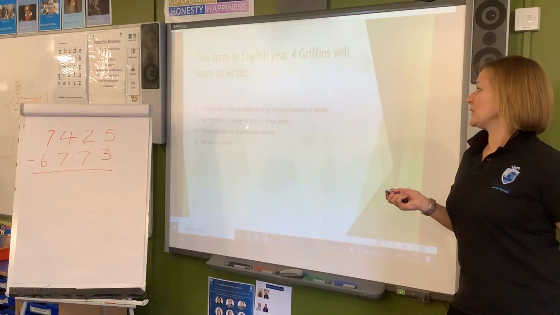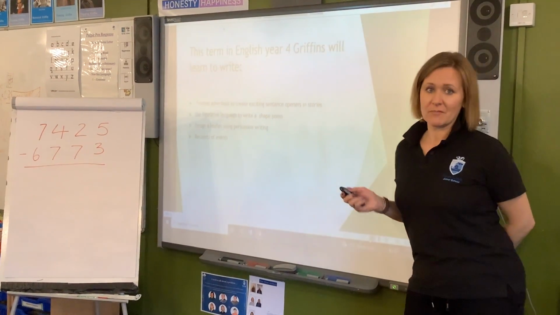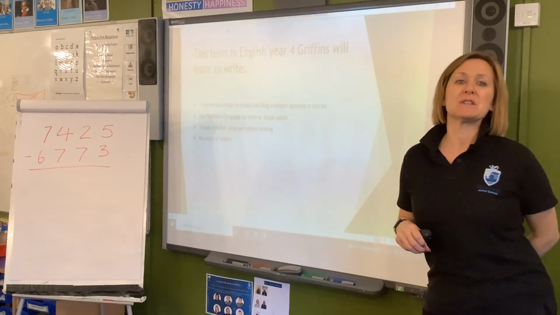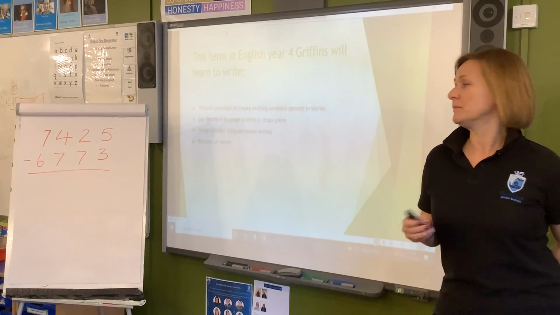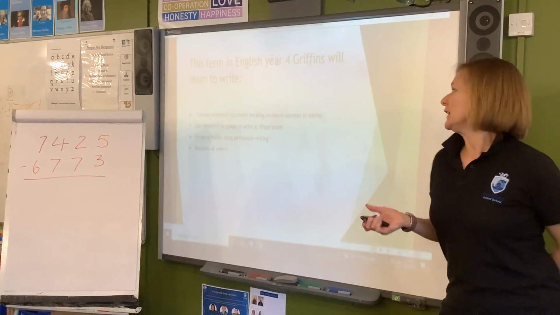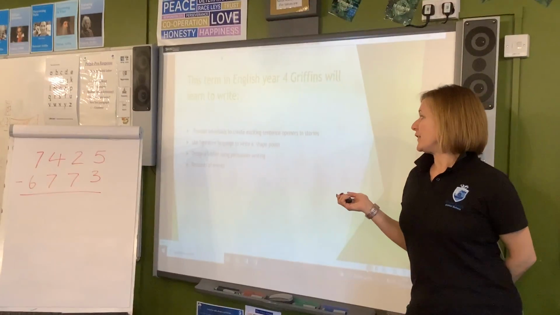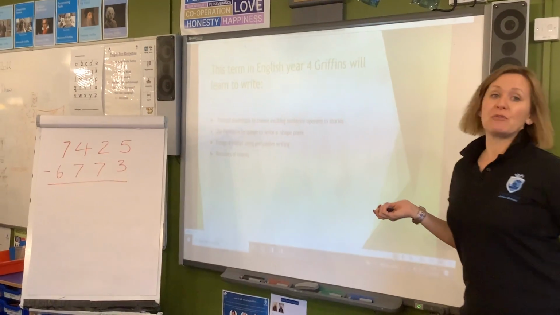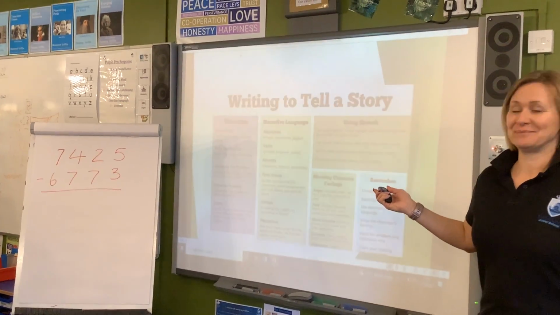We're also going to be looking at figurative language, so that's that kind of persuasive language that we touched on last term. And we're going to be looking at writing poems in the form of a shape. We're also going to be designing leaflets and doing recounts of an event.